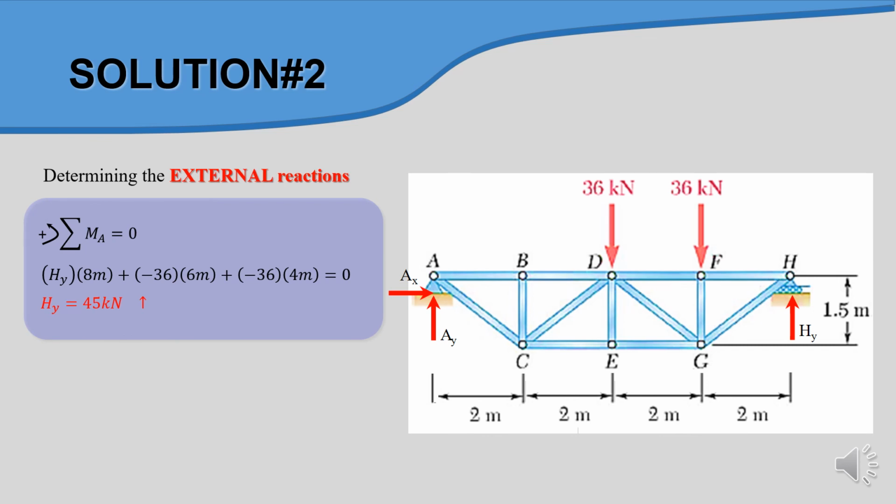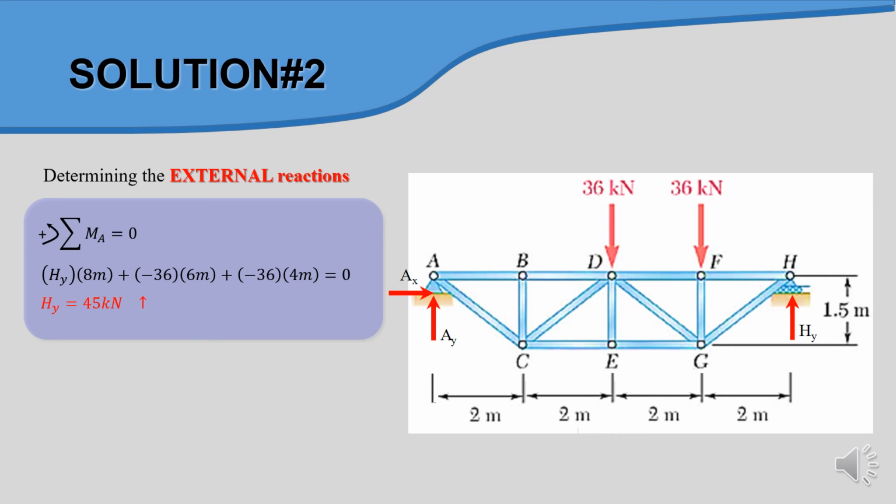Firstly, we need to determine the external reactions. So we need to draw a free body diagram whereby we have a hinge and a roller. At point A, we have reaction forces AY and AX, and then we have a reaction force at point H, which we call HY. In order to get these reaction values, we use the moment at point A equal to 0, and finally we have the value of Hy.